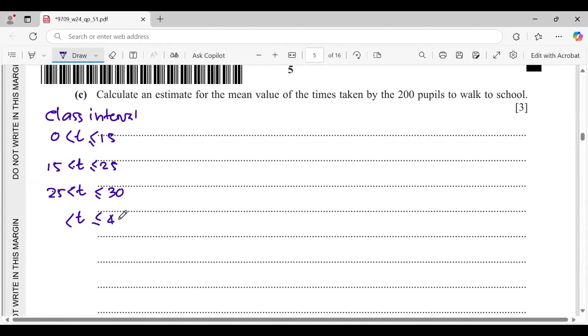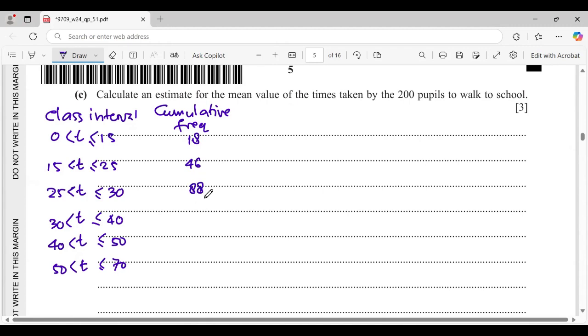30 to 40, 40 to 50, 50 to 70. And after that, the next column, the cumulative frequency: 18, 46, 88, 140, 176, 200. And then class frequency, wait.